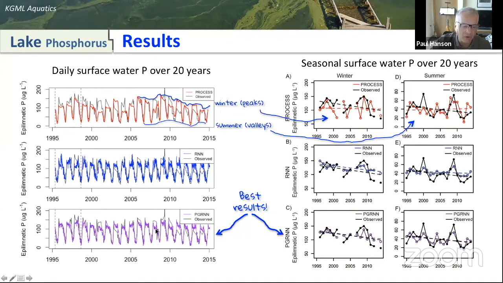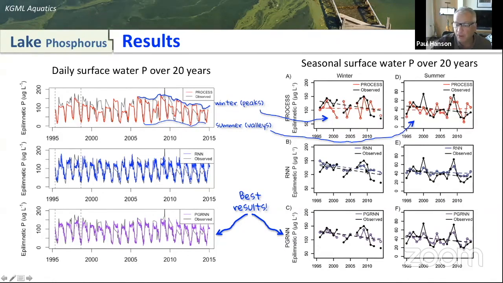It's a little bit hard to see and appreciate here, and I think it's demonstrated a little bit better on the right side, even though these are statistically significant better results on the left. On the right, we have the seasonal time series for winter and summer over the 20 years. And the process only model does a pretty good job of getting some of the time dynamics, but look, it missed entirely the long-term trend that's in the system, both true for summer and winter.